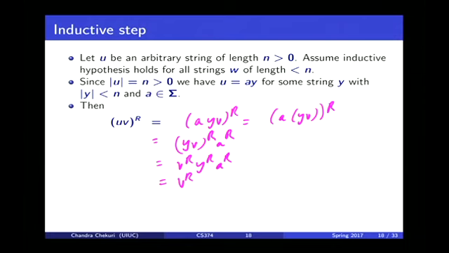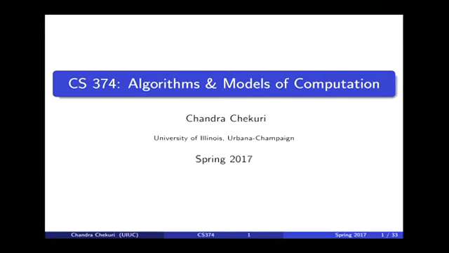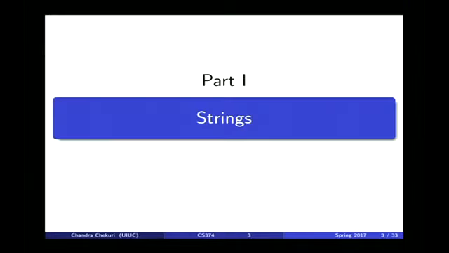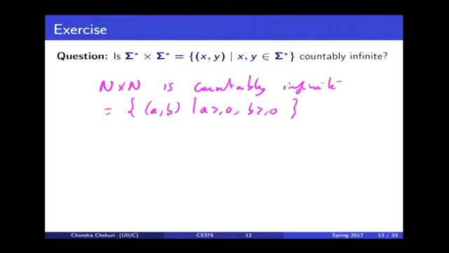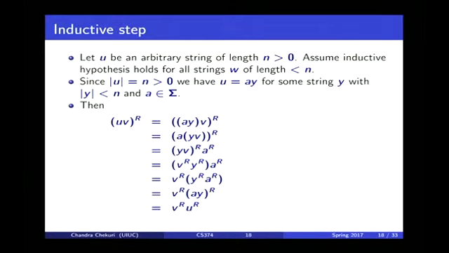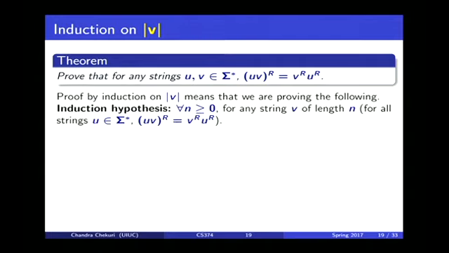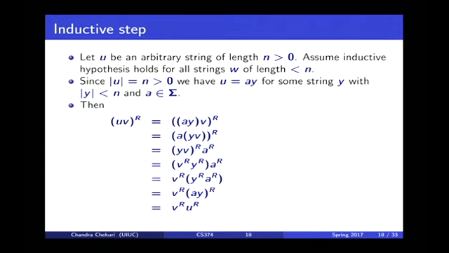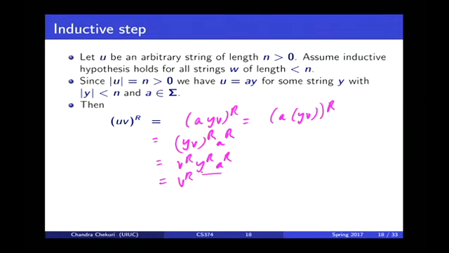Now again I can apply induction. What happened here? Where am I? I can again apply induction to this string and write this as (ay) reverse, because a and y are shorter, and then this is v reverse u reverse.